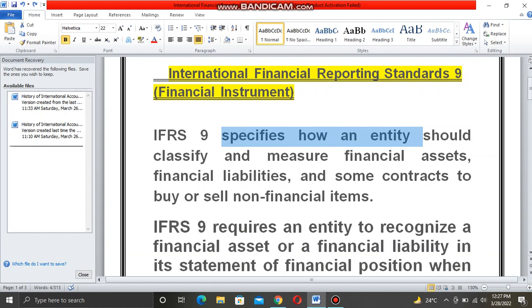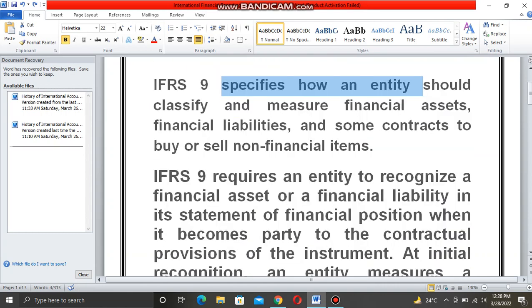Also, how they measure and classify financial liabilities, and some contracts to buy or sell non-financial items. IFRS 9 requires an entity to recognize a financial asset or financial liability. In common language we say that you have to record the entry, but this word is replaced by recognize. Record is replaced by recognize in accounting language. You have to recognize the entries.